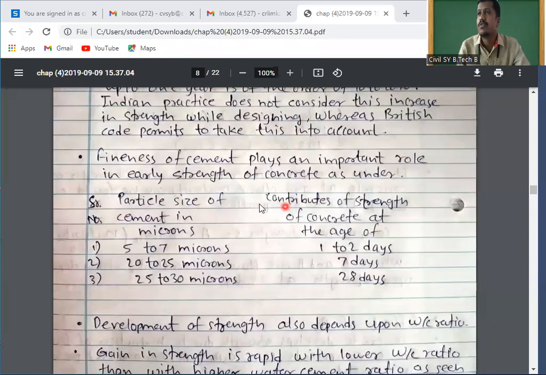Then fineness of the cement, as I told you, finer is the cement, more will be the surface area. If there is more surface area, definitely there is a good bonding between your cement and the rest of the concrete matrix. So particle size, suppose 5 to 7 micron, contributes to the strength of the concrete at the age of. ठीक आहे, काय कॉन्ट्रीब्युशन किती दिवसात कॉन्ट्रीब्यूट करतोय? 5 ते 7 मायक्रॉन जर साईज असेल पहिल्या 1 ते 2 दिवसामध्ये. ठीक आहे. सो फायनर पार्टिकल साईज आहे, स्ट्रेंथ खूप लवकर अचीव होणार आहे. 20 to 25 microns 7 days, 25 to 30 microns 28 days.